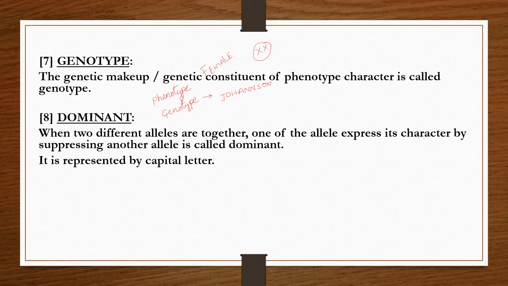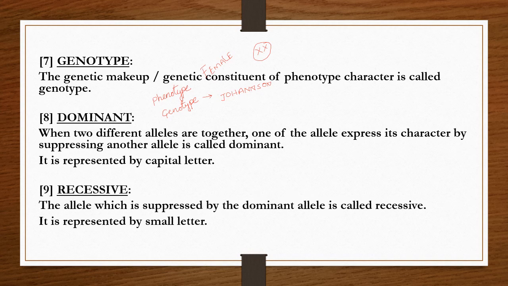Dominant. When two different alleles are together, one of the alleles expresses its character by suppressing another allele, and is called dominant. It is represented by a capital letter. Recessive. The allele which is suppressed by the dominant allele is called recessive. It is represented by a small letter.